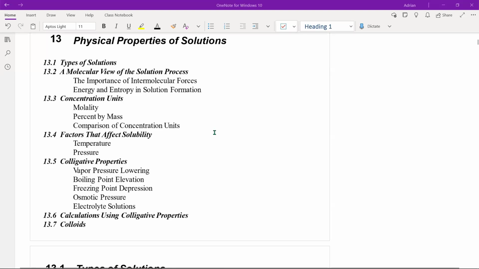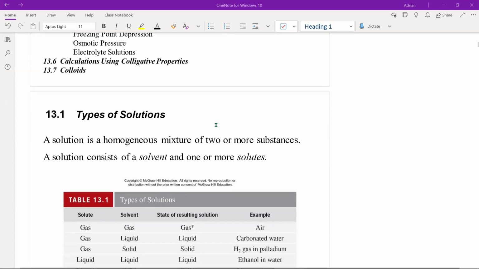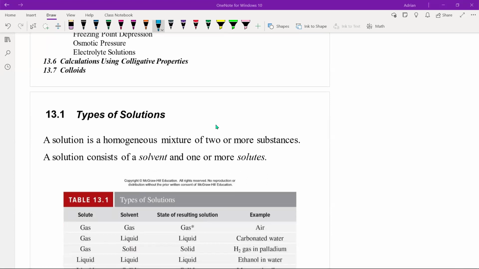Okay, so in this section, we're going to be taking a look at solutions and some of the properties of solutions, physical properties. Also take a look at some chemical characteristics of solutions. So when we talk about solutions, we can define a solution as just another word for a homogeneous mixture of two or more substances.